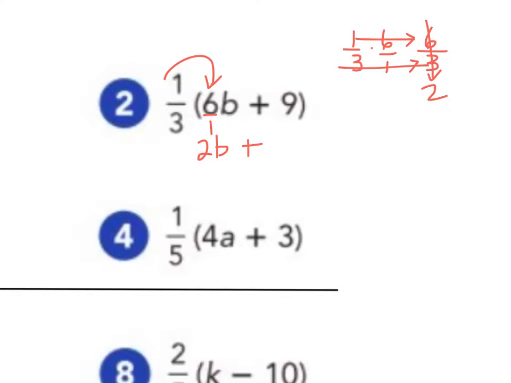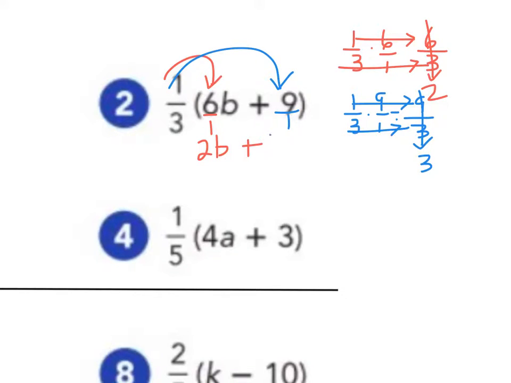Plus, bring down the plus. 1/3 times 9. 9 over 1. 1/3 times 9 over 1 is 9 over 3. 9 divided by 3 is 3. So that's going to be a 3. Final answer, 2b plus 3.